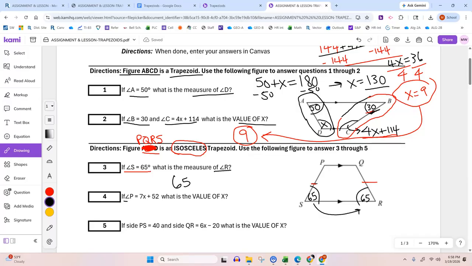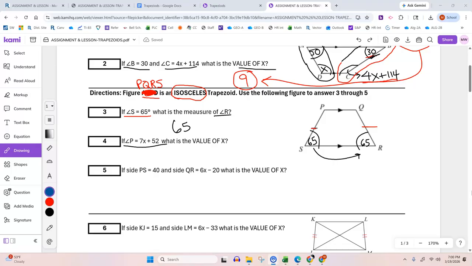Okay, it says if angle P is 7x plus 52, that's going to be this one right here. So maybe I'll write that one over here. So 7x plus 52. Okay, what is the value of x? Well, now over here, I had this angle so I could get this one because those are the same. I'd like to have that angle, but I don't.